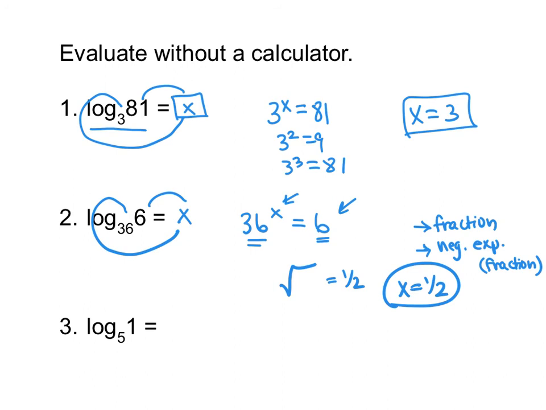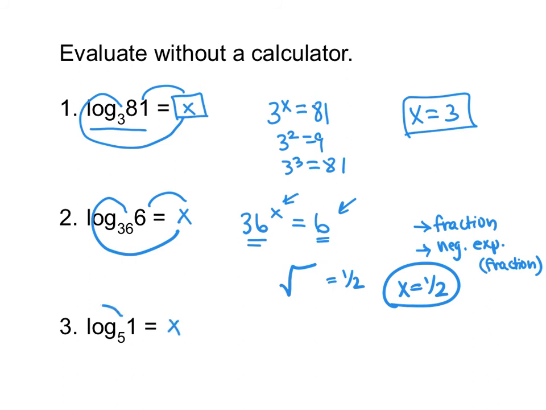Now, if you didn't know that, if you can get the idea that it's a fraction, you would just start guessing. So you would take 36 to the 1/2, 36 to the 1/3, 36 to the 1/4, to the 1/5, and so on until you get it. So it's just kind of a guess and check in your calculator if you don't have that number sense.